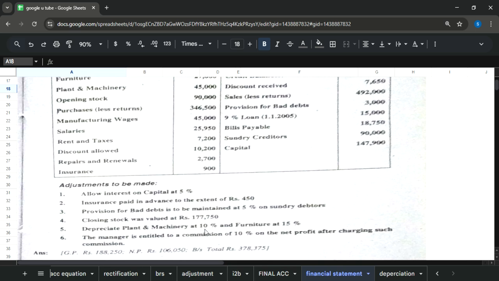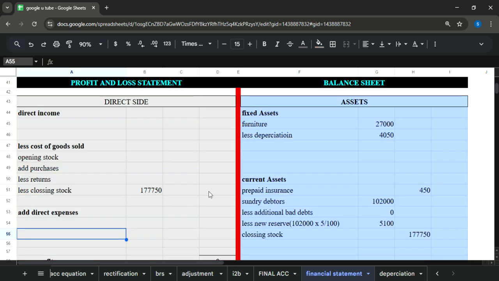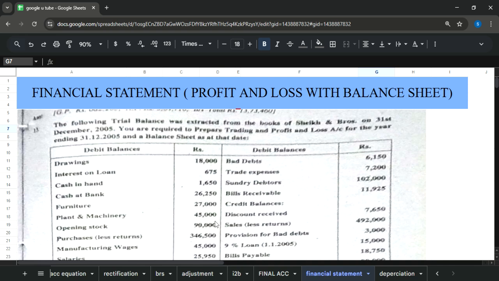Plant and machinery 10%. So here you will calculate 10%. Once again, I am telling you 45,000 was the amount of plant and machinery. You have multiplied it with 10 divided by 100. 10% depreciation is calculated. First effect is completed. Similarly, you will go to the fixed asset side, and here you will mention plant and machinery. Amount of plant and machinery is 45,000.